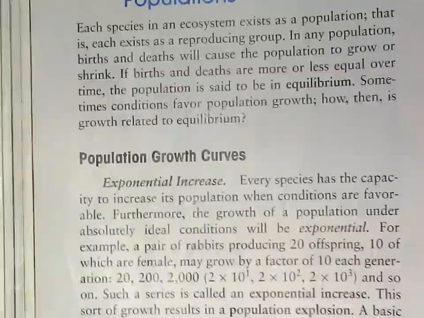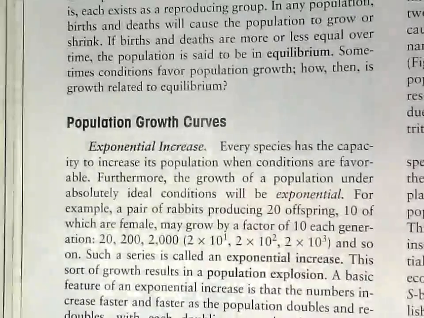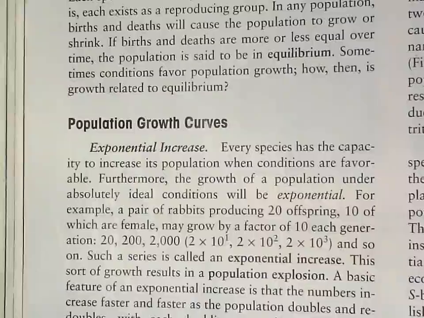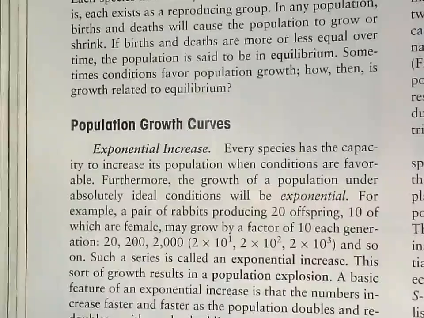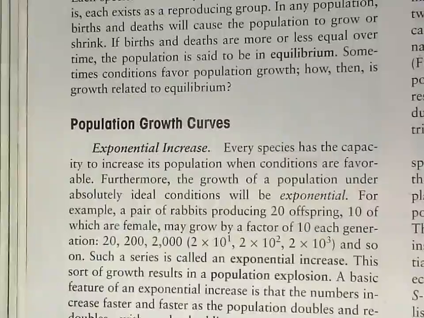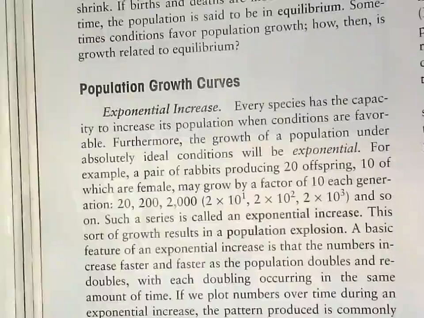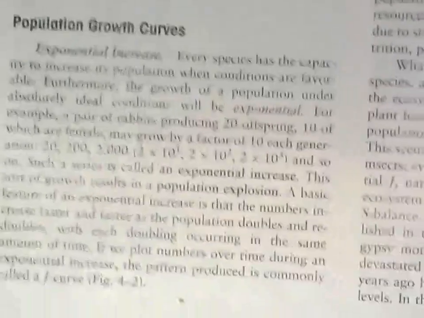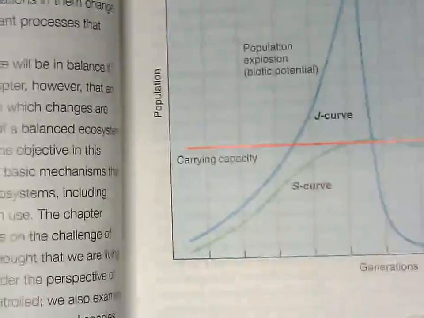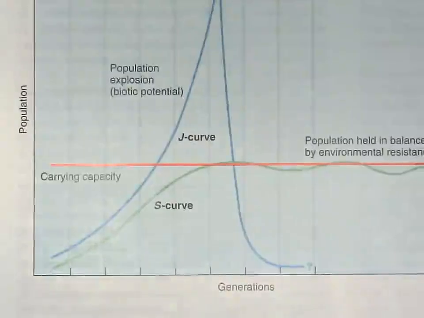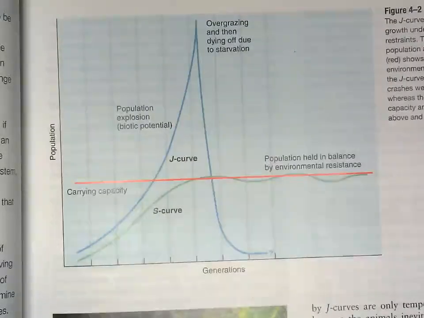So then how is that related, how is equilibrium related to growth? So there's a couple of different types of growth. There's what we call exponential increase. Exponential increase results in a population explosion. Exponential increase is a J curve. So this is in your book on page 83. Exponential growth is what you get in a J curve.